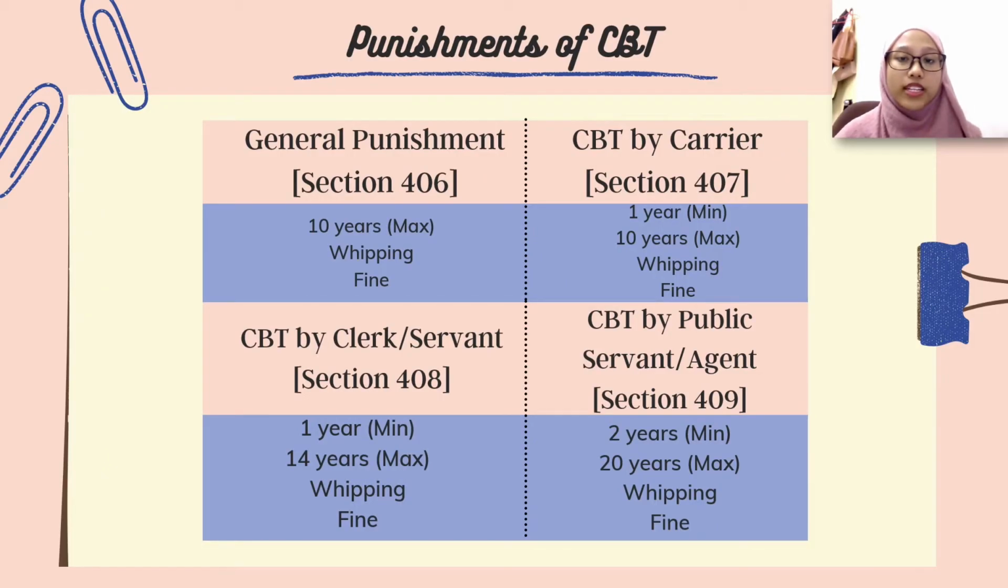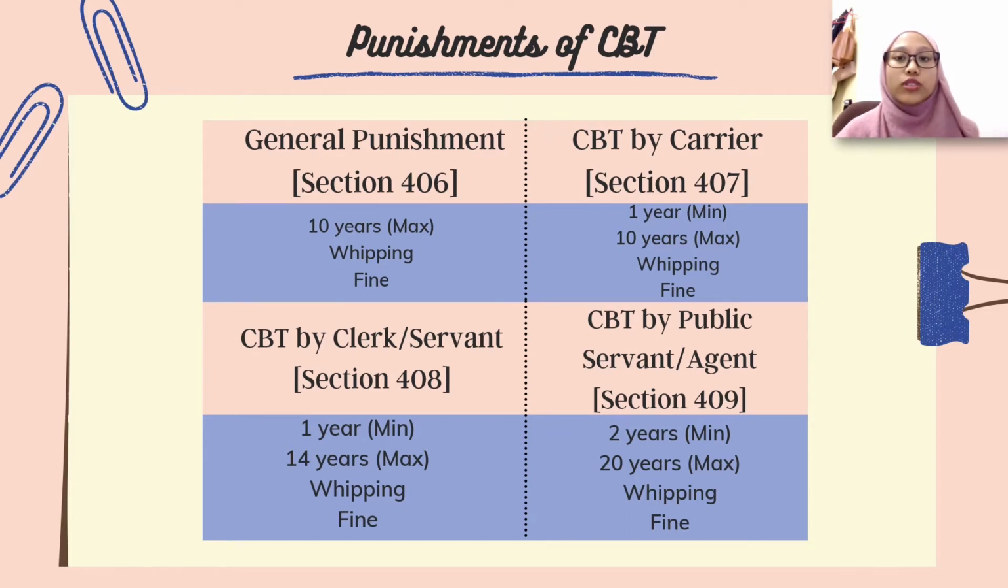Now I will be explaining the punishments of criminal breach of trust provided in our Penal Code, starting from Section 406 until Section 409. The general punishment for CBT in Section 406 states that an accused person who committed a criminal breach of trust is punishable with a jail term of up to 10 years and is liable to fine as well as whipping.